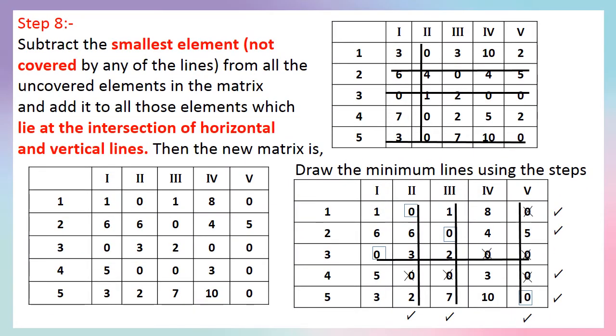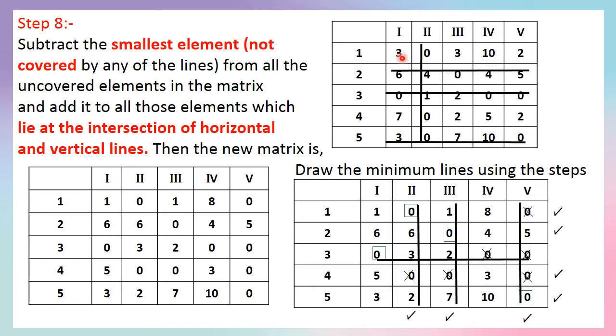So what is the next step? We have to choose the minimum or smallest element which is not covered by any of the lines. Here the elements not covered are 3, 3, 10, 2, then 7, 2, 5, 2. So the minimum element is 2. We have to subtract 2 from the remaining uncovered elements.